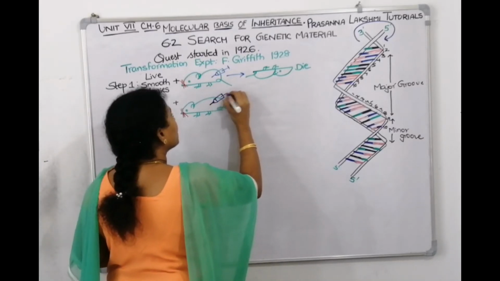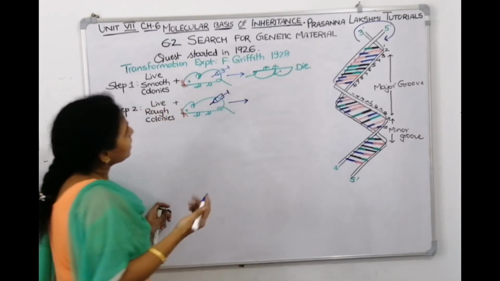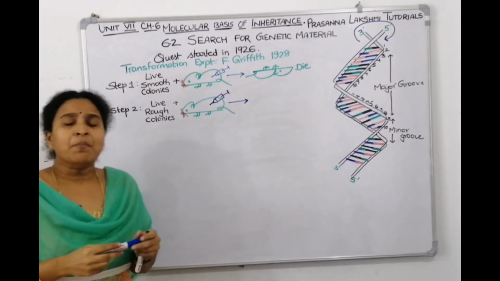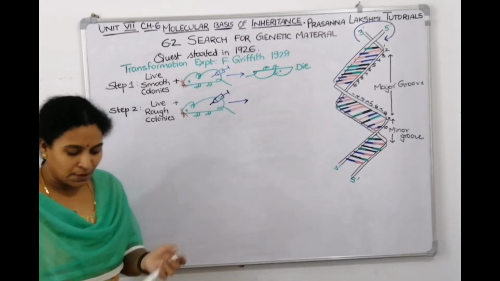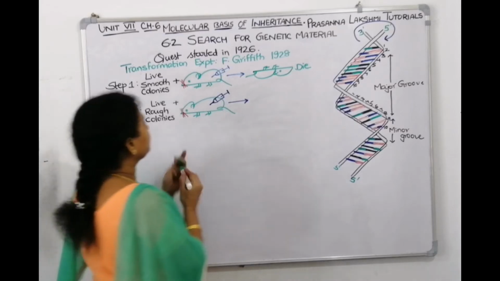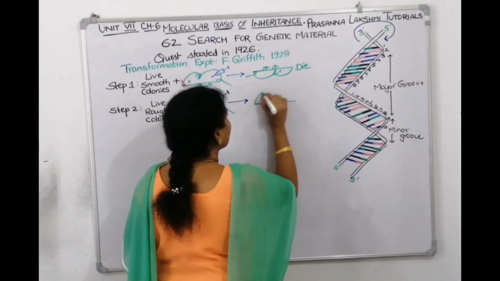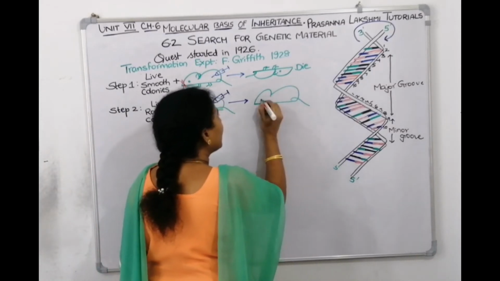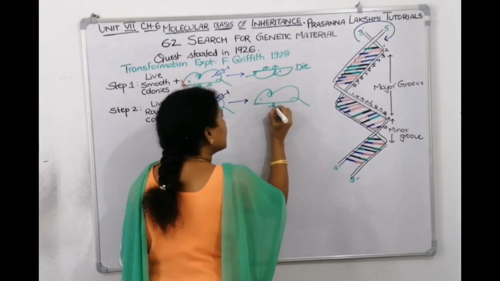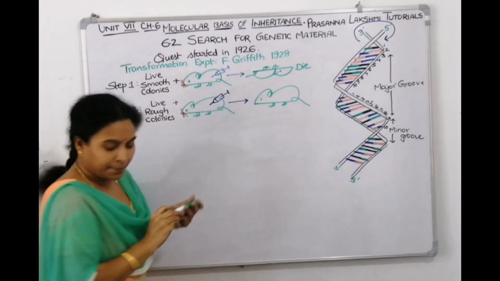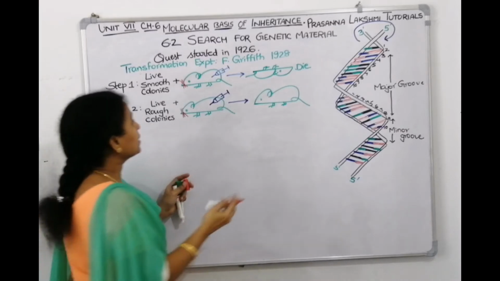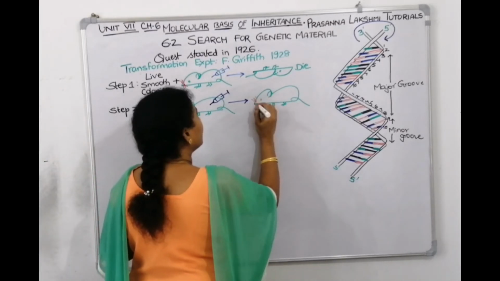Since you are telling it is non-pathogenic, the mice is alive. Let it be live, but they are non-pathogenic. So mice will be alive only. No effect on the mice. Mice is very much healthy. It's moving. It is alive. This is his second inference.